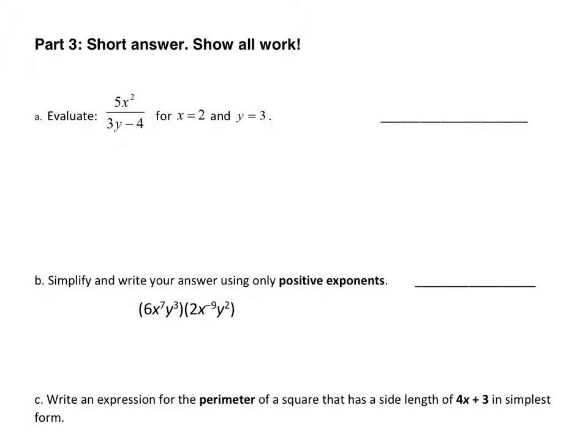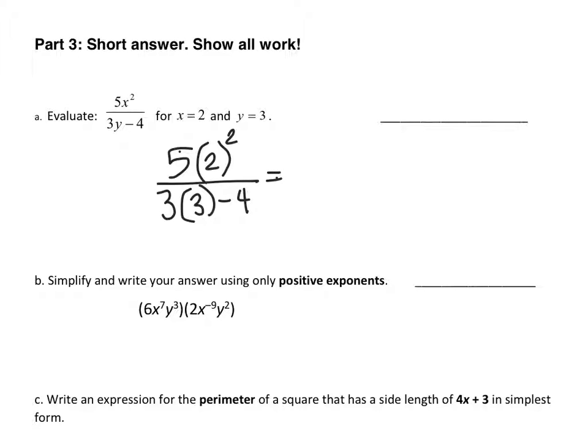Now in part 3, your short answers. In letter A, I asked you to evaluate this expression when x is 2 and y is 3. So the top of the fraction becomes 5 times 2 squared. The bottom of the fraction becomes 3 times 3 minus 4.